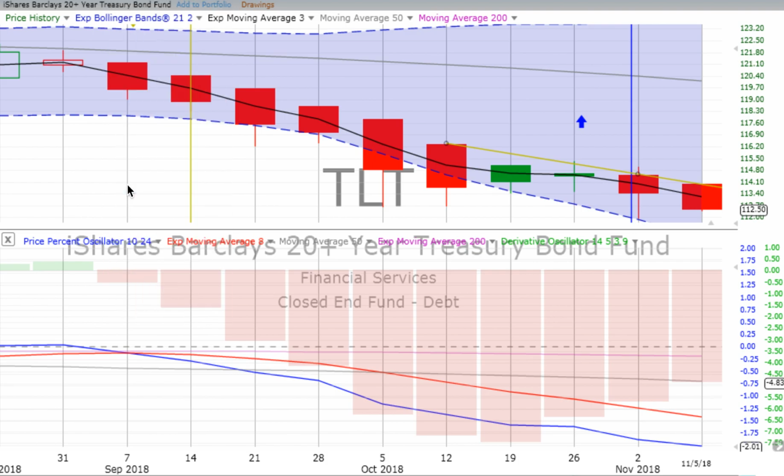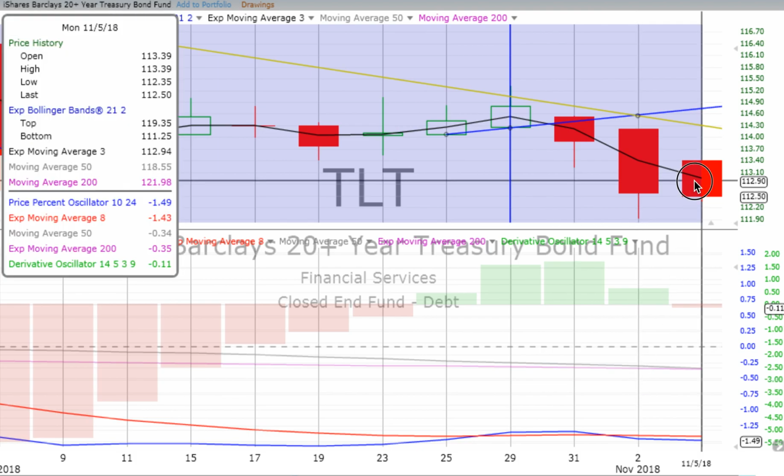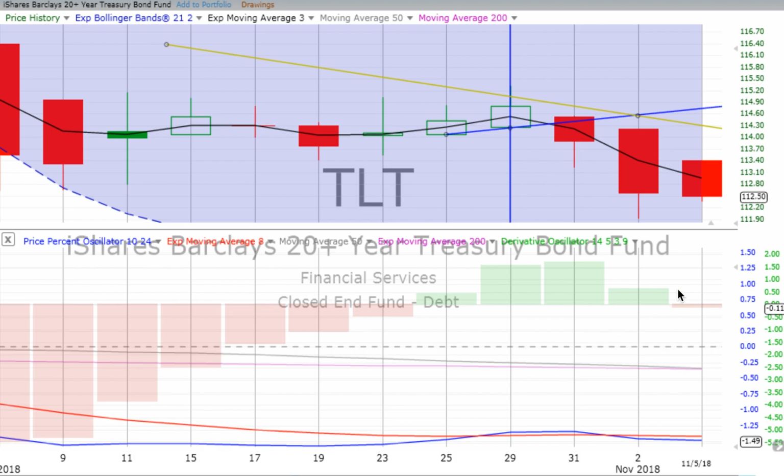We go from the weekly to the 2-day. What do we see there? Well, it crossed over going down on Friday. This is the first day of the latest 2-day candle. It's down also. And the derivative oscillator's flipped over to negative. Price percent oscillator heading down.